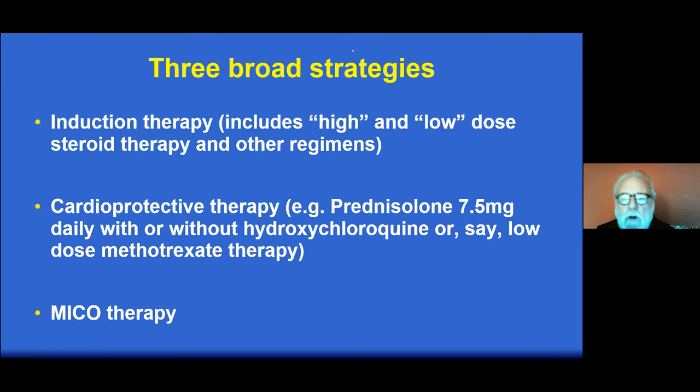And hydroxychloroquine can, for some people, be a real boon as a drug that does not immunosuppress. But I'm giving you a spectrum of what I call cardioprotective therapy. You're not trying to get a dramatic response, but you're trying to protect against insidious damage. Often those are 50-50 calls, and you have to wheel and deal with people, discuss their side effects, and actually reach a sensible and civilized long-term approach.